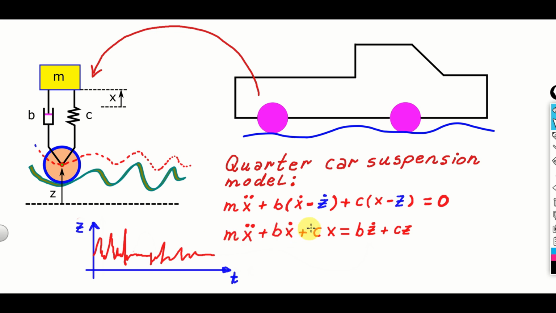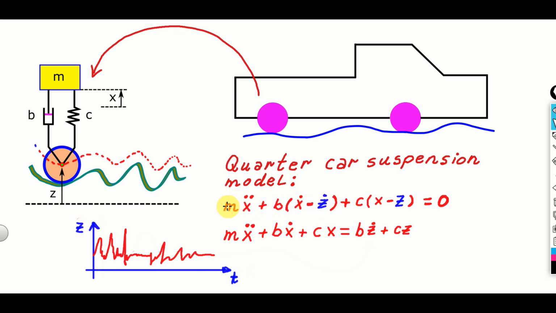Okay, next, x is the displacement of the mass with respect to its equilibrium position. Then, m is the mass, b is the damping constant, and c is the spring constant. Over here, x double dot is the second derivative of x over time, x dot is the first derivative of x over time, and similarly z dot is the first derivative of z over time.